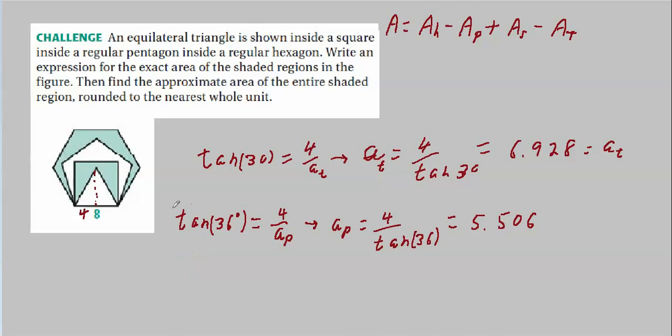A sub h for the hexagon is the same as A sub t, 6.928. Well, good. Fewer calculations, the better.